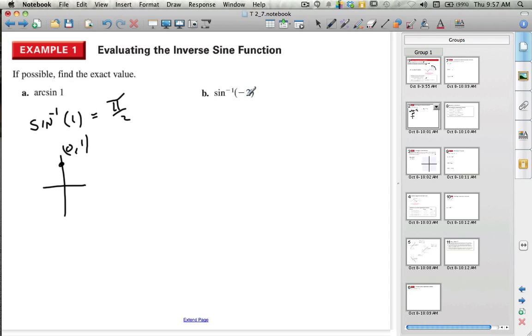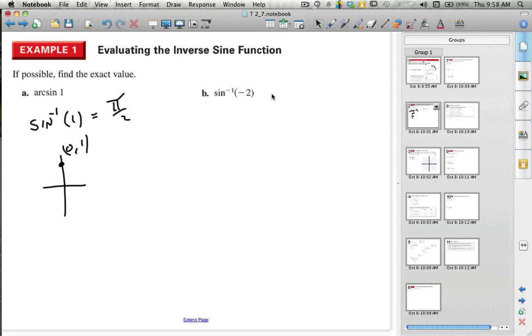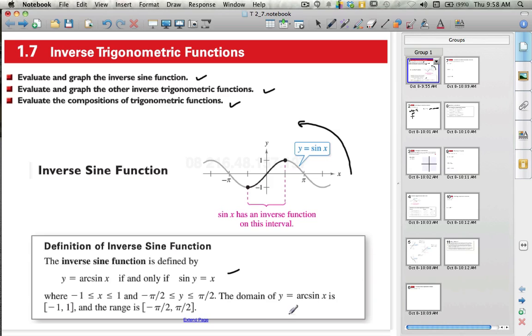Okay, and if I want to find the inverse sine of -2, that becomes a little more complicated, so I might want to go ahead and pull out a calculator. I'm going to enter negative 2 and find the inverse sine, and it says, oh, it's not a number. So this one would be not possible. If you remember back our limitations on our domain, that makes sense because this is outside of our domain.